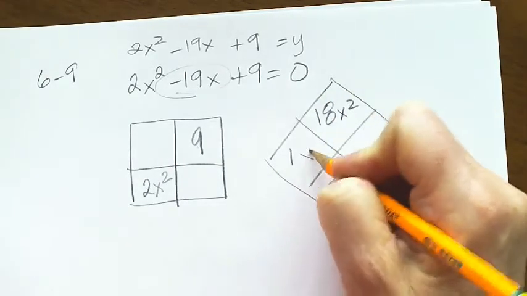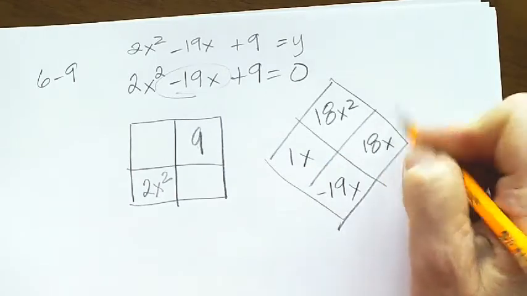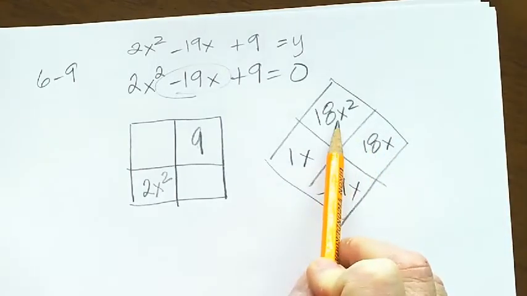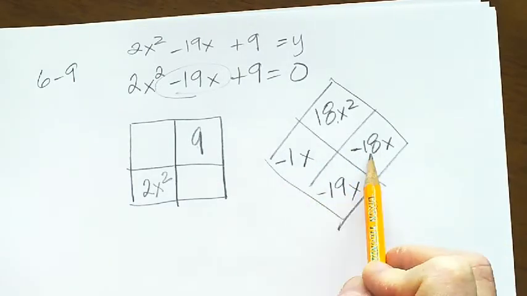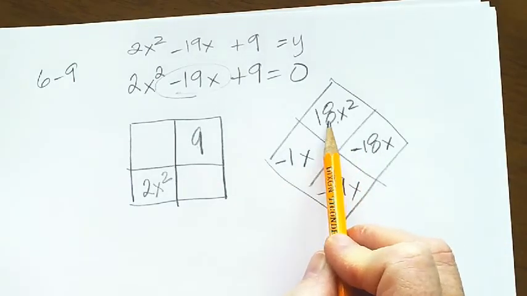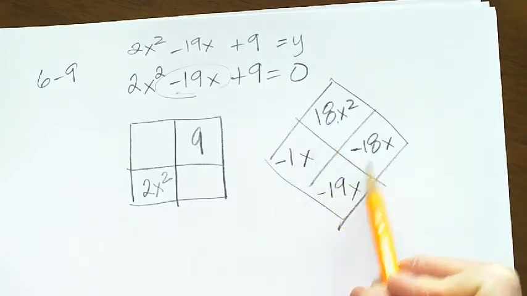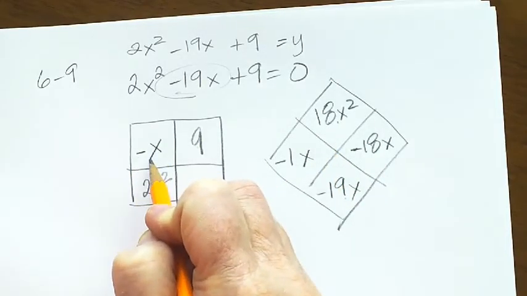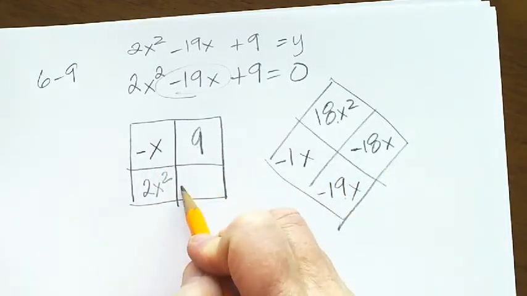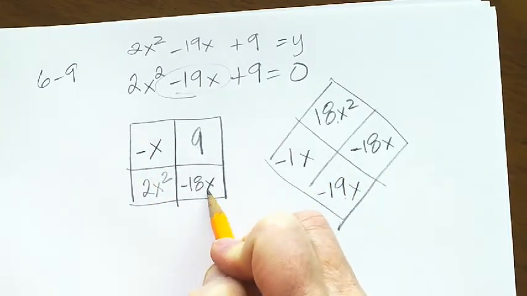So 1x and 18x will multiply to give me positive 18. If they're both negative, they will still multiply to give me positive 18x squared. But when I add them, I'll get negative 19x. So we have negative 1x and then negative 18x.